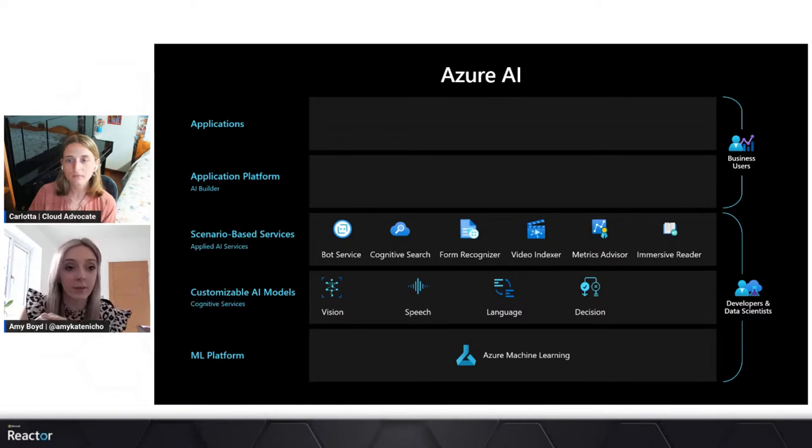If we take a look at the different layers here, what you'll see at the bottom is our Azure Machine Learning service, your option to create bespoke machine learning models from code using all of these very popular frameworks, TensorFlow, Keras, PyTorch, etc., being able to package up, model and deploy them, as well as manage them and build them into applications. So it's the whole end-to-end process. That's not for everyone. There's a certain skill set that comes with that.